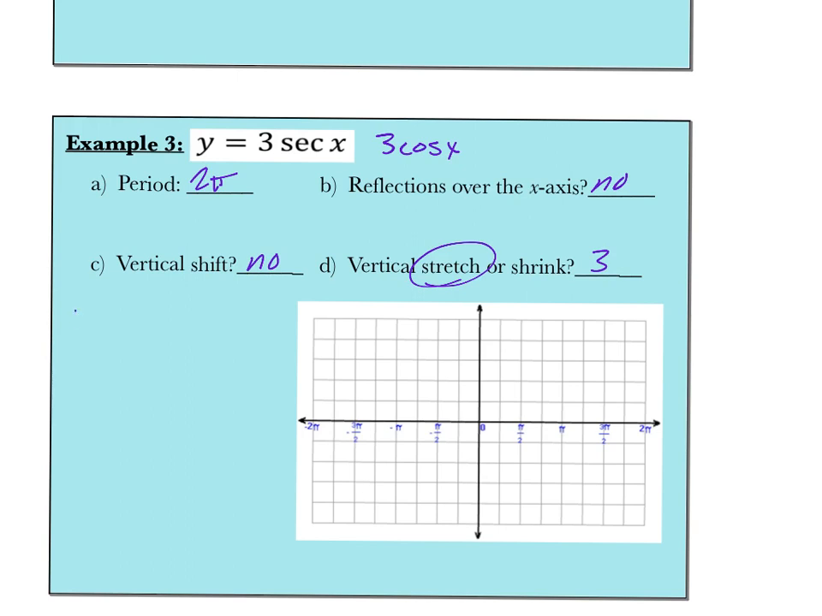So I'm going to graph 3 cosine of x. So cosine starts there, goes to 0, negative 3, back up to 0. It's going to look kind of like that.